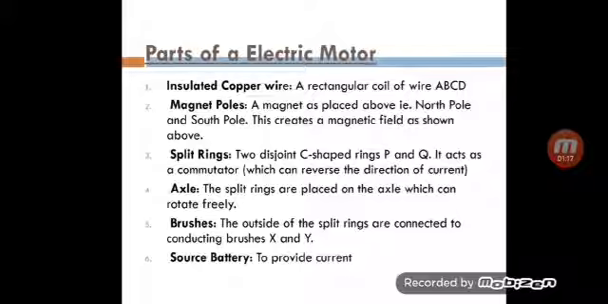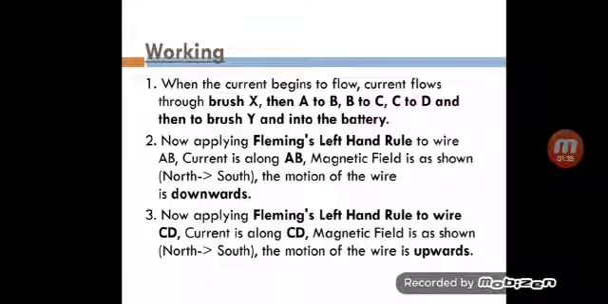Then brushes. The outside of the split rings is connected to the conducting brushes X and Y, which make the contact with the external circuit to the battery. Source battery: it is used to provide current, that is, it maintains the continuous flow of current through the armature or through the circuit. Now the working of the electric motor. It means how the electric motor works.